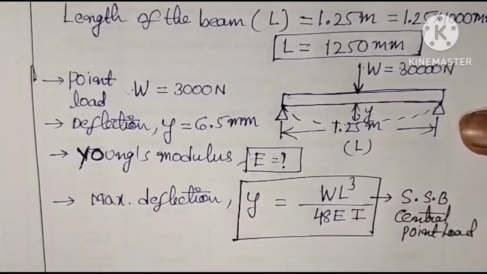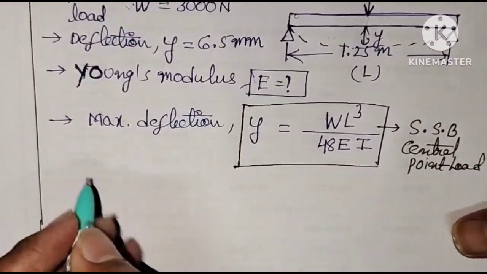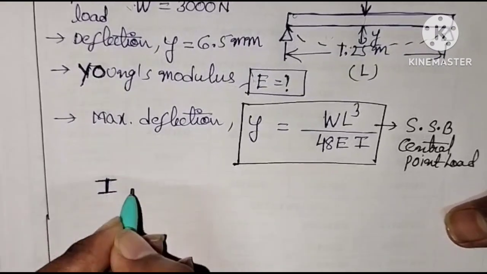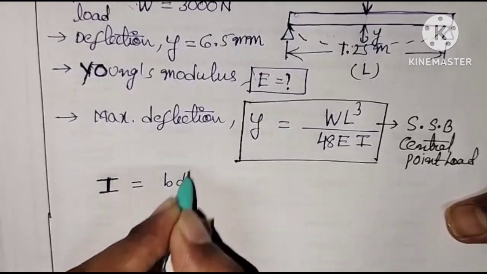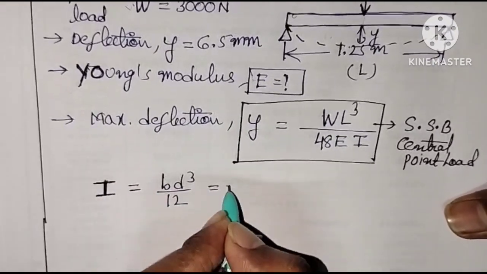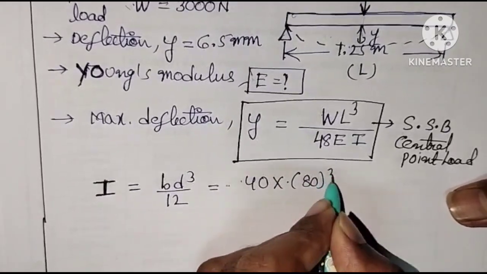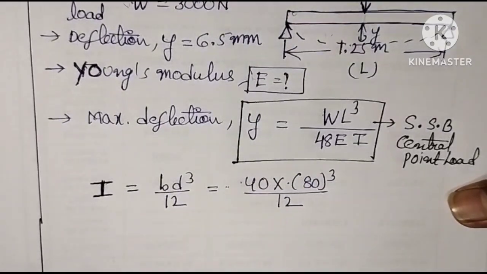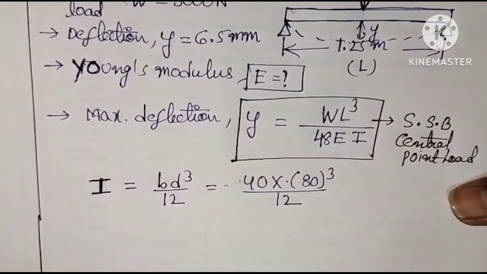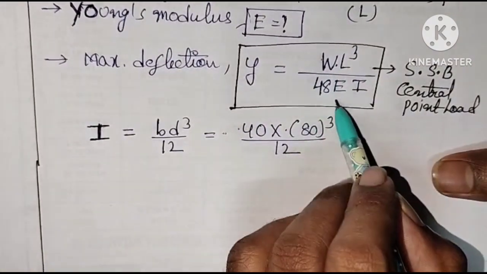So substitute all values. Here I means moment of inertia. For a rectangular cross section, moment of inertia I equals BD cube by 12. Here B is 40, D cube is 80 cube, by 12. Now let us substitute all values in this formula. Before that, Y is equal to WL cube by 48 EI.